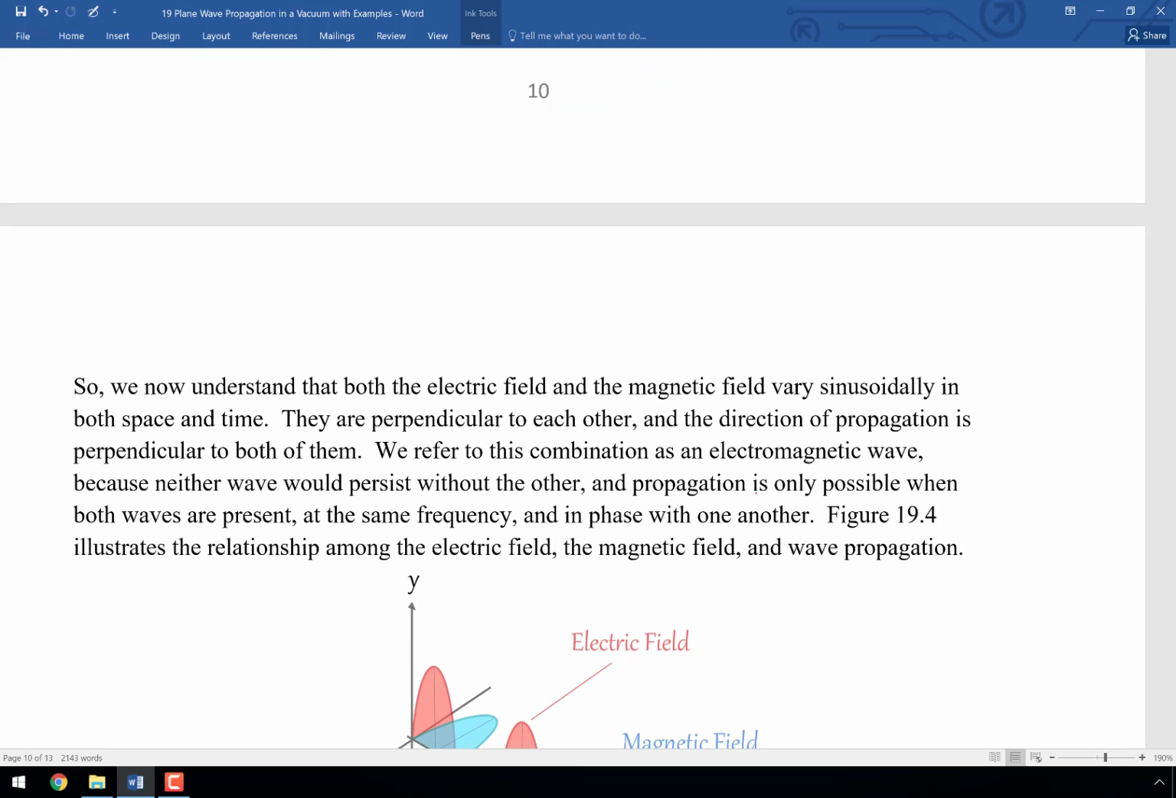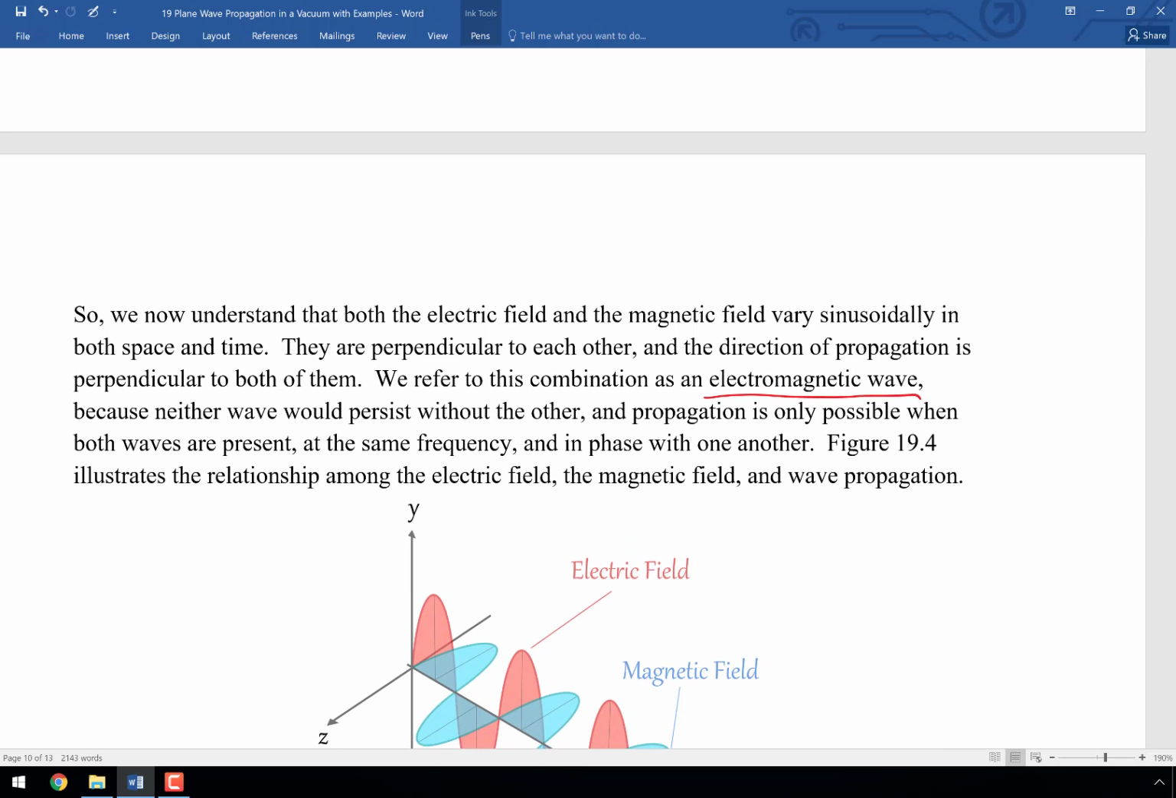So now we understand that both the electric field and the magnetic field vary sinusoidally in both space and time for a plane wave. They are perpendicular to each other, and the direction of propagation is perpendicular to both of them. We refer to this combination as an electromagnetic wave. So when we talk about electromagnetic waves, it always means that there's an electrical component perpendicular to a magnetic component, and that the direction of propagation is perpendicular to both of them.